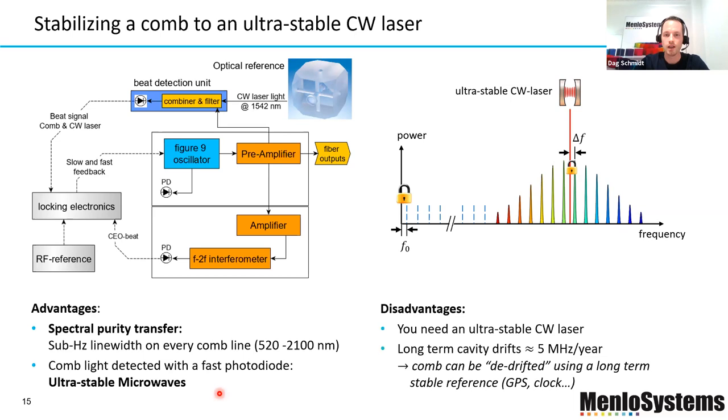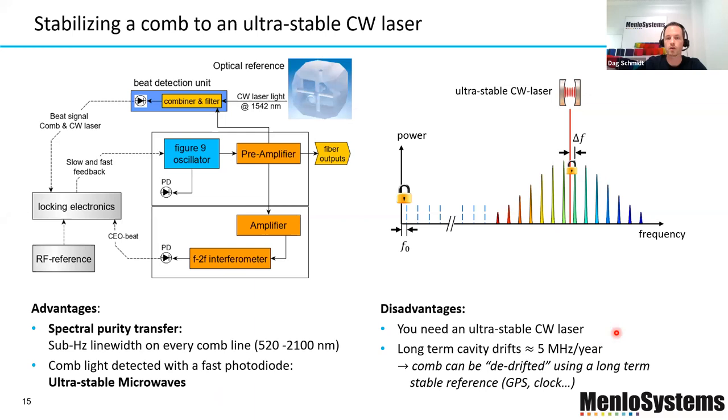As a disadvantage, of course, you need an ultra-stable CW laser. The good news is that you can buy a complete system from Menlo Systems. Of course, this is then a bit more expensive than only the comb, but still these are very, very nice systems. Another disadvantage is that due to aging effects, these cavities drift a tiny little bit. So there are long-term cavity drifts.